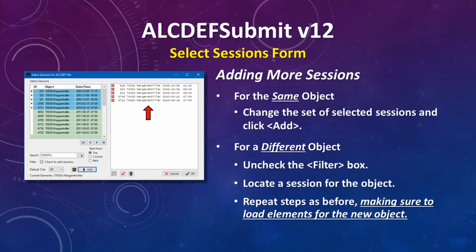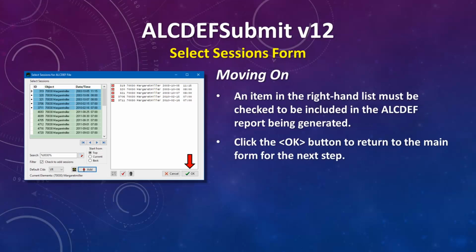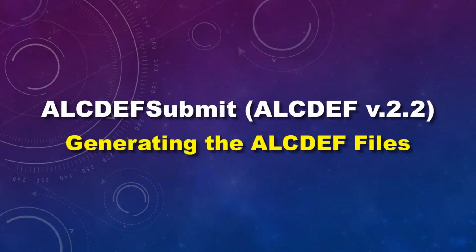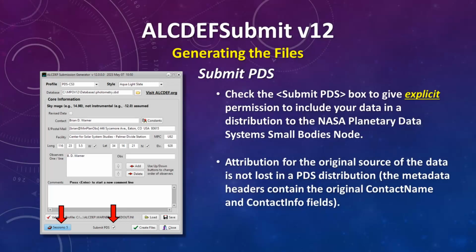Duplicate sessions are ignored. If for a different object, uncheck the filter checkbox and go through the process of finding sessions and selecting them. You will have to load the set of elements for the new object. This does not alter the elements for previously added objects. Click OK once you have all the sessions you want to include in the report. This returns you to the main form. Note that the Sessions button label includes the number of sessions that were selected.